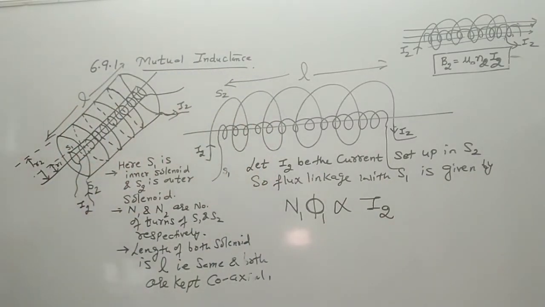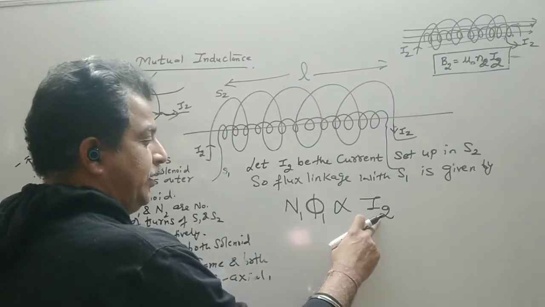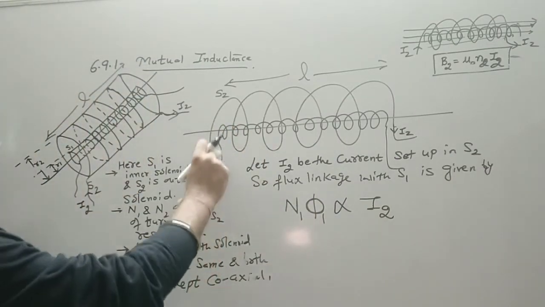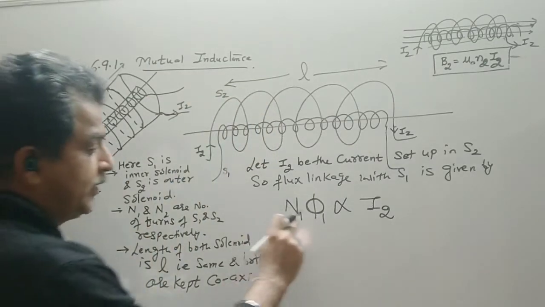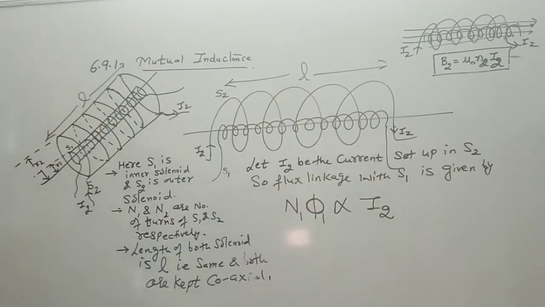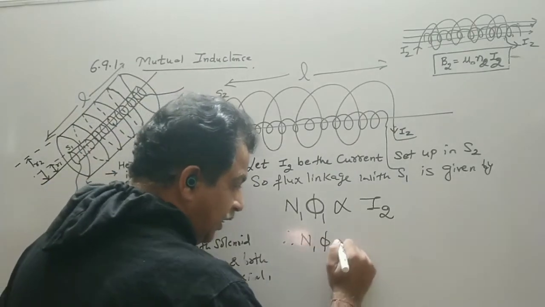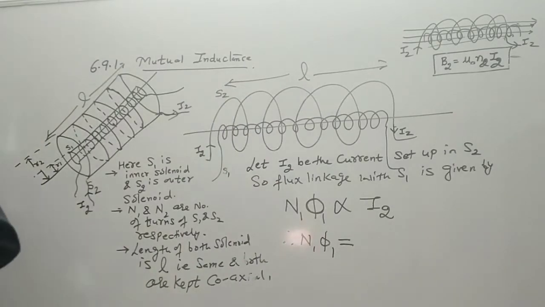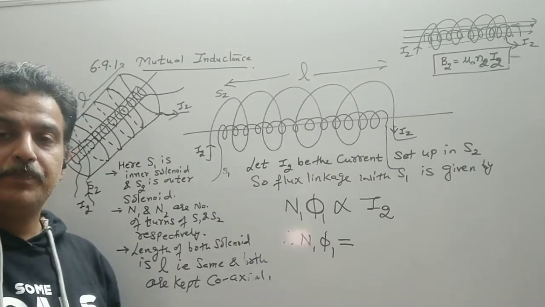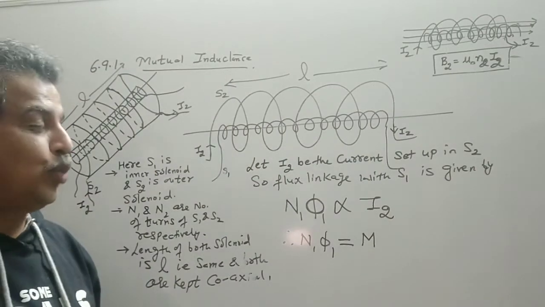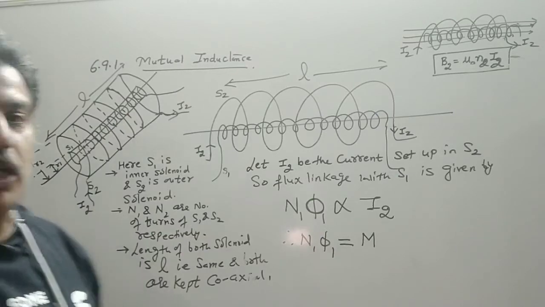In the last lecture we have seen this. So this is our source and it produced the induction in the other coil. And when we pass a current through S1, induction will be in S2. So flux linkage is directly proportional to the current set up in another coil or solenoid. Therefore, N1 phi 1 is equal to, and in the previous lecture we introduced the constant of proportionality, which was called inductance. If it is a system of two coils or two solenoids, then we use this constant, mutual inductance. We call this constant of proportionality mutual inductance.